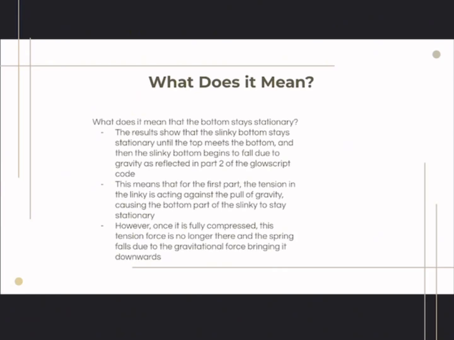This means from the results we can see that the slinky bottom stays stationary until the top of the slinky meets the bottom, and then the slinky bottom begins to fall due to gravity, as reflected in part 2 of the GlowScript code, which can be seen by the second while loop, where it's the force of drag and the force of gravity. So this means that for the first part, the tension in the slinky is acting against the pull of gravity, causing the bottom part of the slinky to stay stationary. However, once it is fully compressed, this tension force is no longer there, and the slinky falls due to the gravitational force bringing it downwards, so this is what causes this phenomenon.